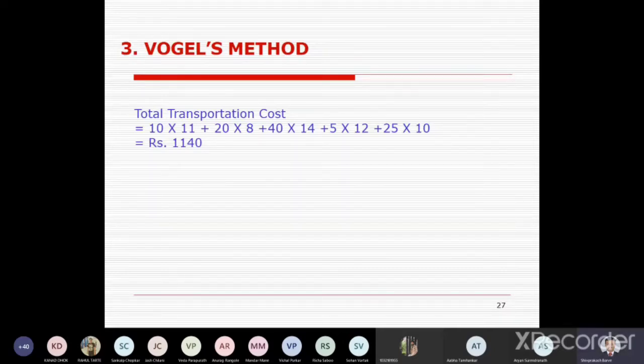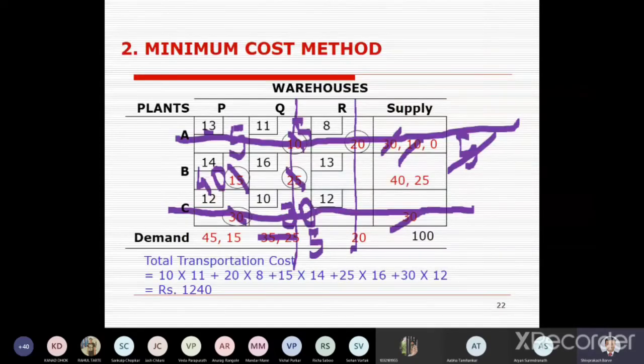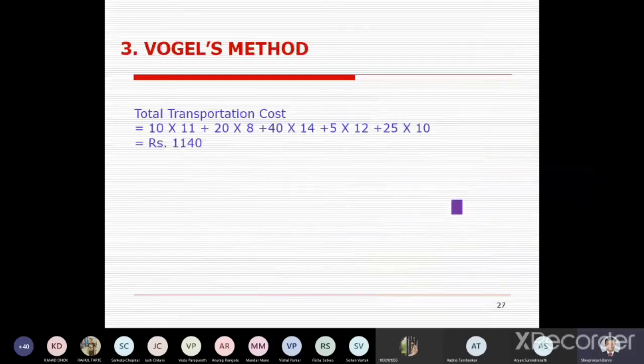So now you see we have solved the same numerical using various methods. By the northwest corner method we got a transportation cost of 1340. Here we are getting a lower cost, 1140, by using the minimum cost method, and by using Vogel's approximation also we got 1140.